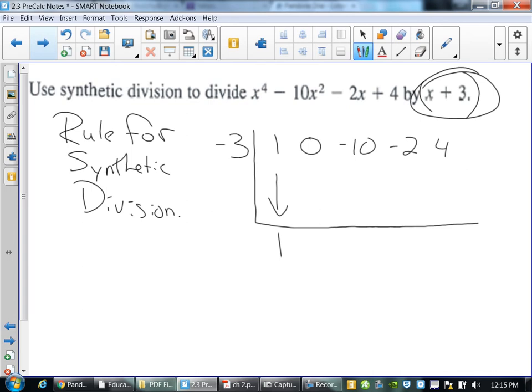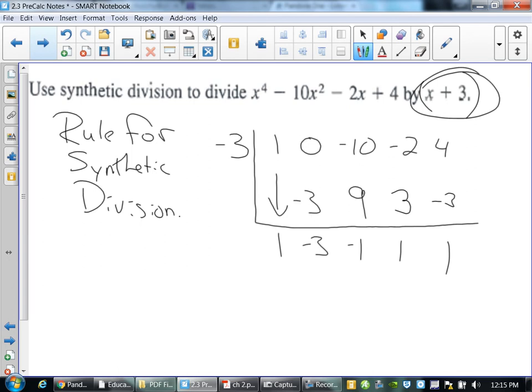Now you multiply the negative 3 times the 1. What do you get? Negative 3. Now you add inside the column. What's 0 plus negative 3? Negative 3. We multiply again. 9. Add. Multiply. Add. Multiply. Add. 1. We're done.